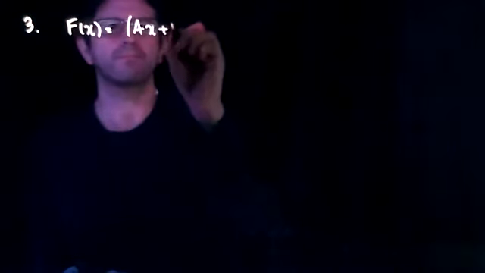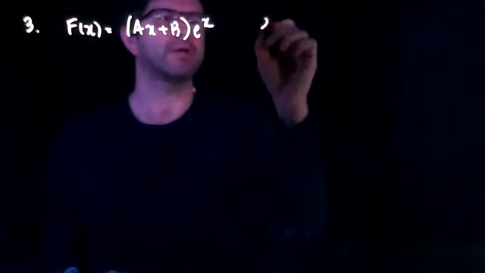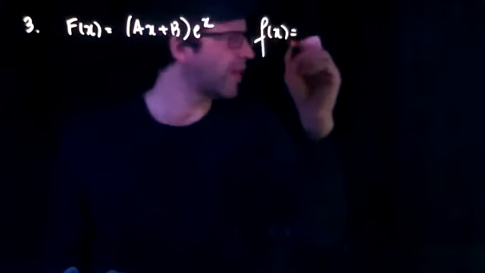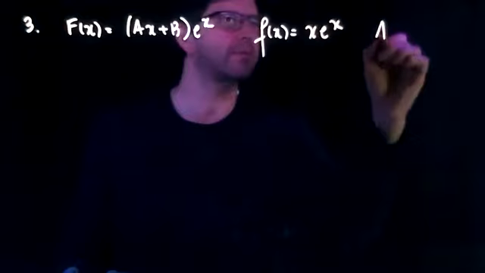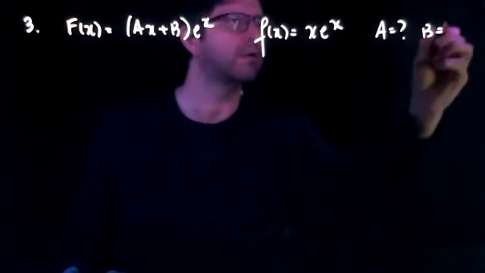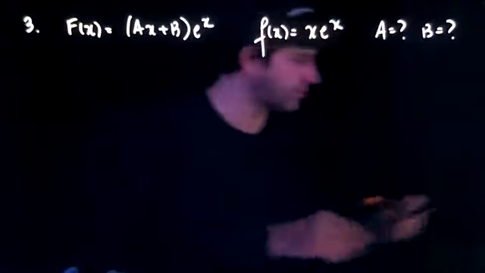So number 3 from the first worksheet on antiderivatives says: if big F of x is equal to (ax plus b) times e to the x is the antiderivative of small f of x equal to x e to the x. Okay, so they're asking you what is a and b. Okay, this is the question.